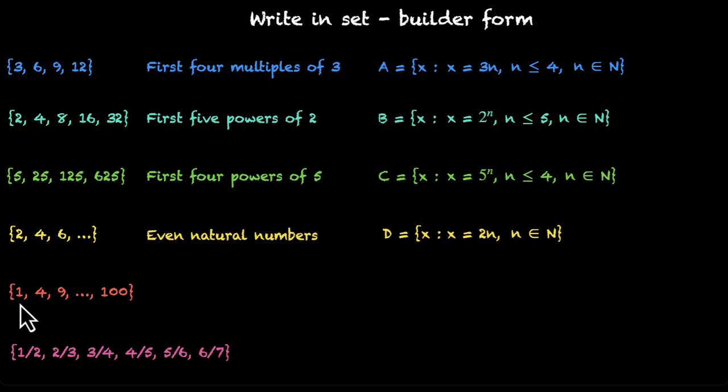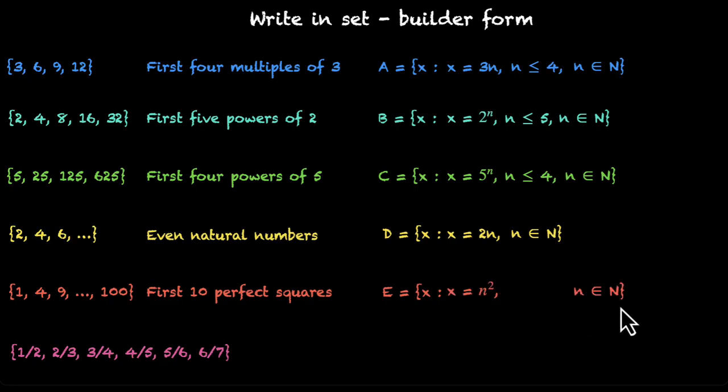Well, these are all perfect squares. 1 square, 2 square, 3 square, so on up to 10 square. So we're looking for the first 10 perfect squares. How do we do this? We're looking for all x such that x is a perfect square. x equals n square. Here n is a natural number, so n belongs to natural numbers. And we have to restrict n because we're only looking for the first 10 values. So n is less than or equal to 10.